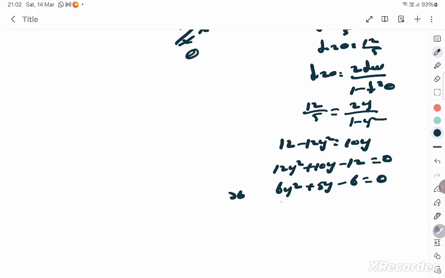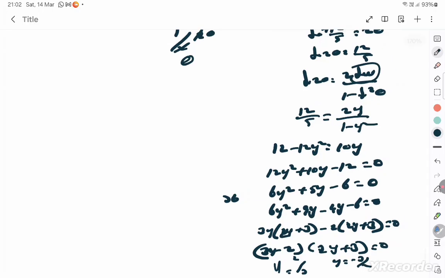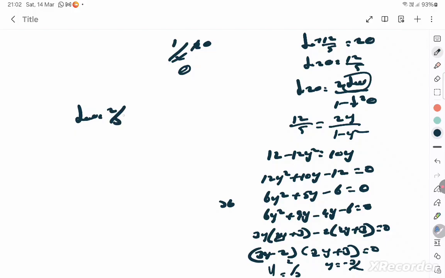6y square plus 9y minus 4y minus 6 is equal to 0. So you get 3y into 2y plus 3 minus 2 into 2y plus 3. So 3y minus 2 into 2y plus 3. So y is equal to 2 by 3 and y is equal to minus 3 by 2. You get two different answers. And what is y? y is tan theta. Therefore tan theta is equal to 2 by 3 or tan theta is equal to minus 3 by 2. You want theta to be the answer, which is tan inverse of 2 by 3.